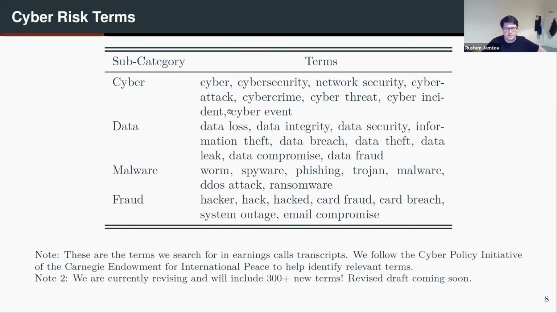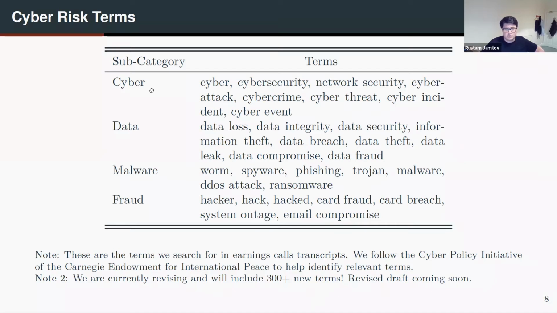In the first draft of the paper, this is the vocabulary that we had. Now we have more than 300 new terms. We have a revision which will come out in a few months. But as of now, in this draft, we have the following unigrams and bigrams: cyber security, cyber threat, data loss, data breach, worm, spyware, card fraud, email compromise. So we're covering all the usual suspect terms.